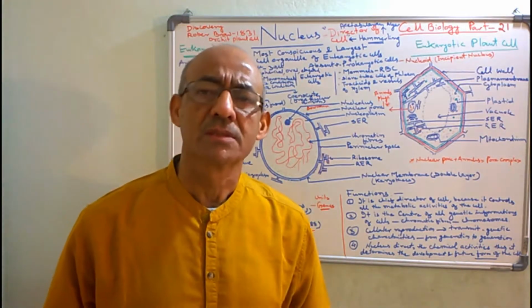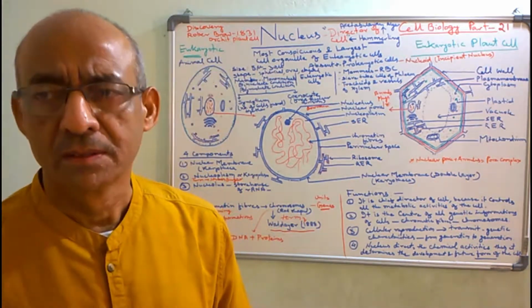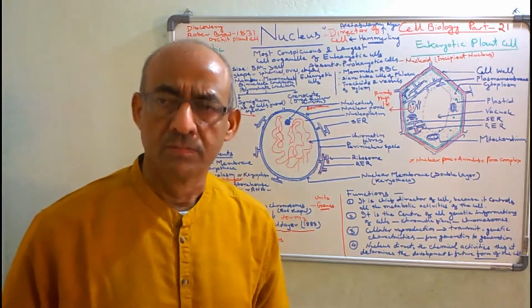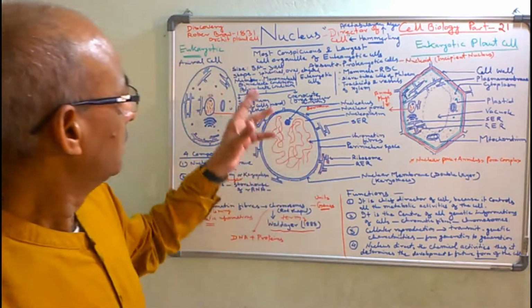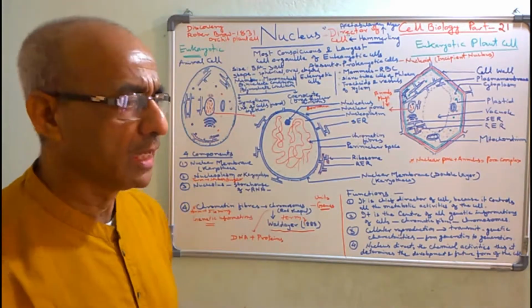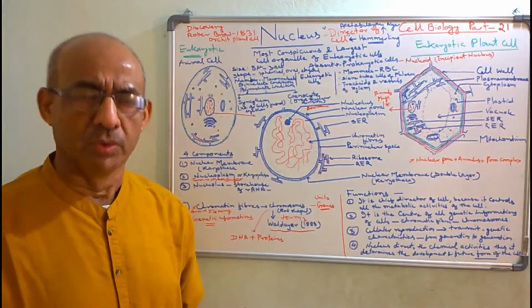Now we will discuss the shape, size and number of the nucleus. Firstly, we will discuss size. The size of the nucleus varies from 5 mu to 30 mu.